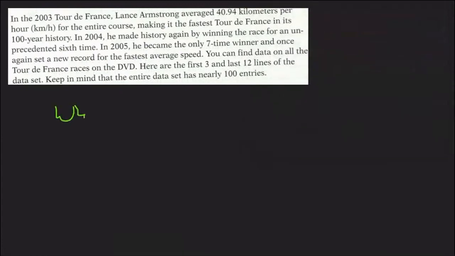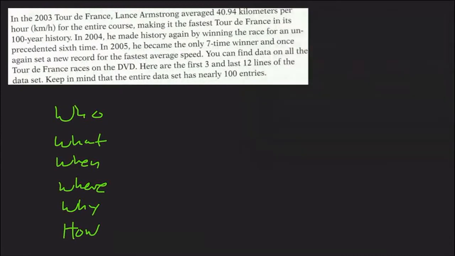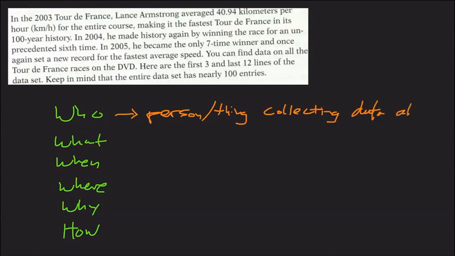So we have who, what, when, where, why, and how. And the order isn't very important. So what is who? This one is maybe the most confusing. It's the person or thing we're collecting data about.